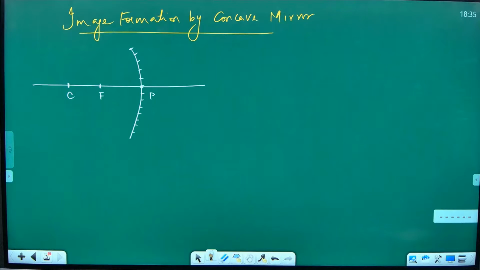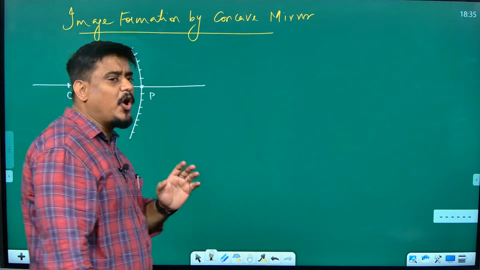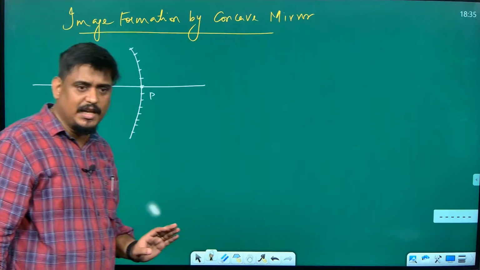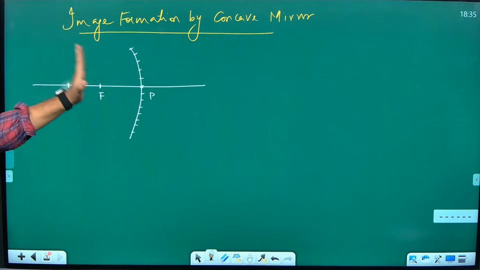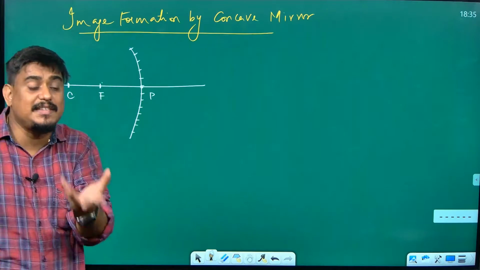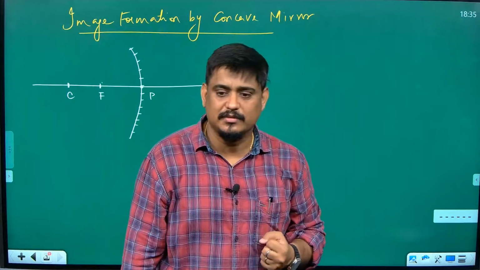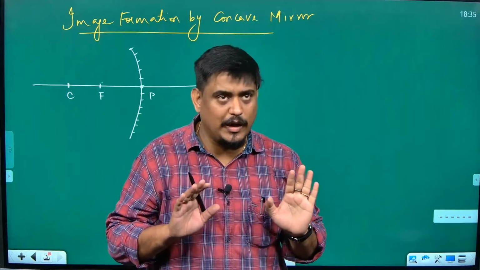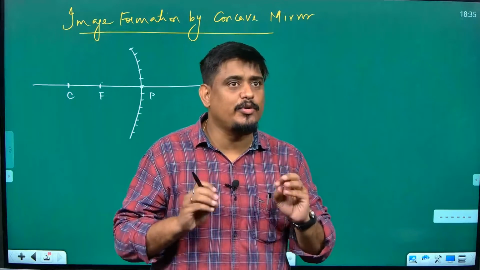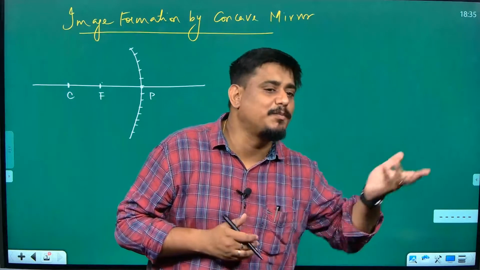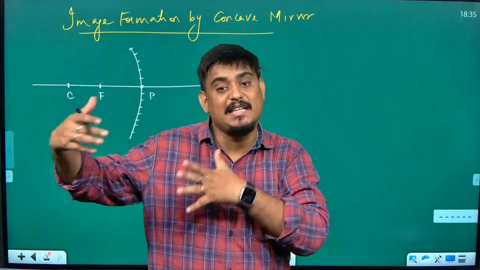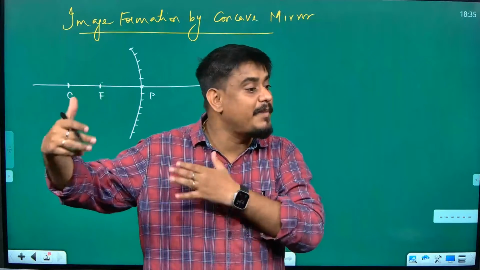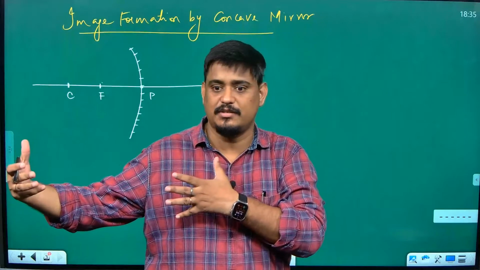What I am going to do now, I am going to keep the object at various positions. I will keep the object beyond C, at C, between C and F, at F, between F and P, and I will see how is the image forming. I am going to keep my object at various positions and I am going to see where will my image form, how will be my image, what will be its nature.